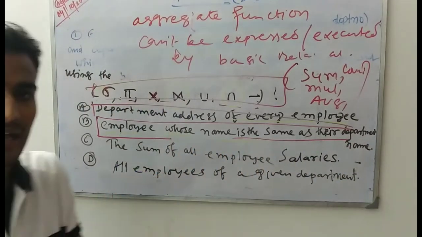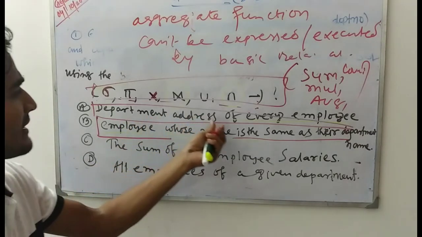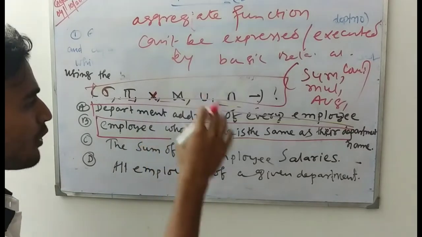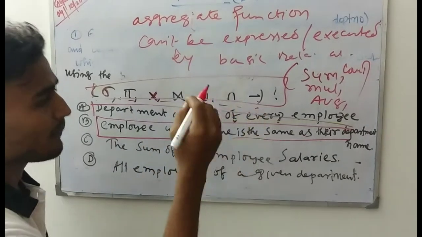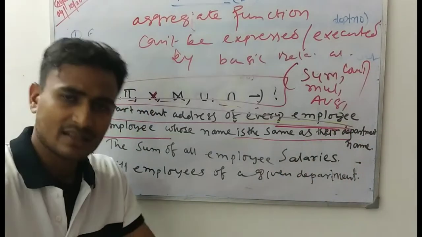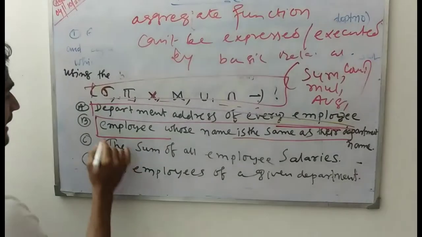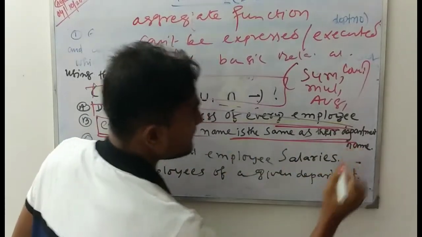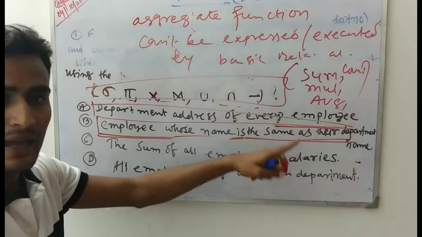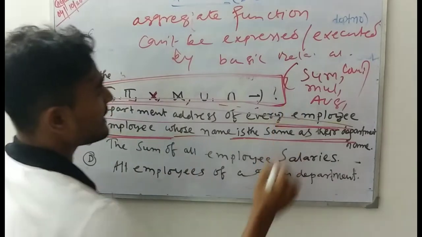In SQL, I would write the query as selecting the address from the department table where the employee name matches. In this way I solve the problem. In this case, the employee whose name is the same as their department name can also be executed with the help of the basic relational algebra operations.